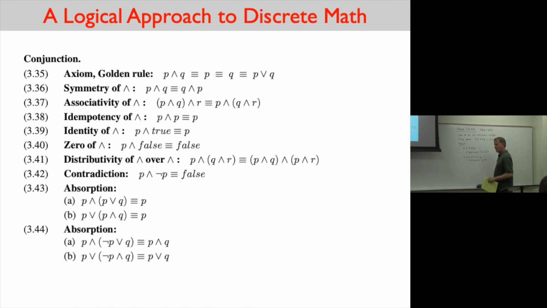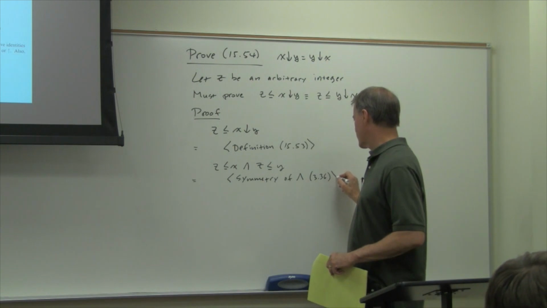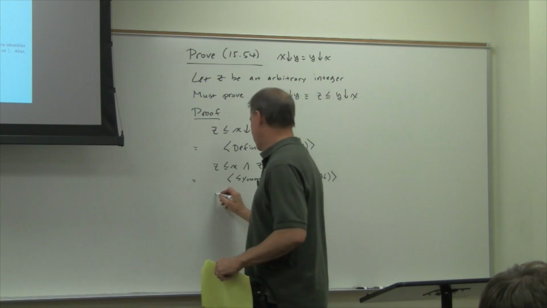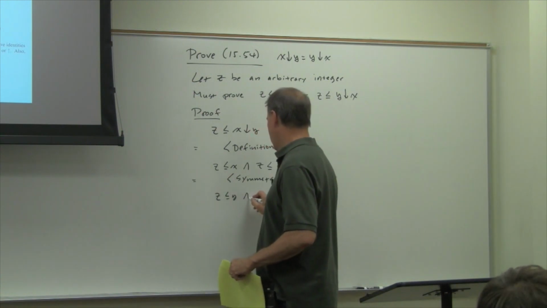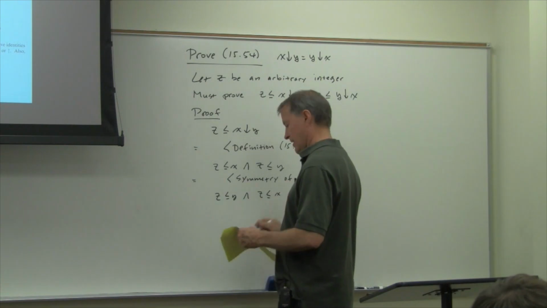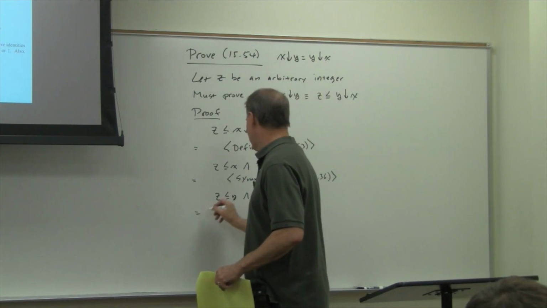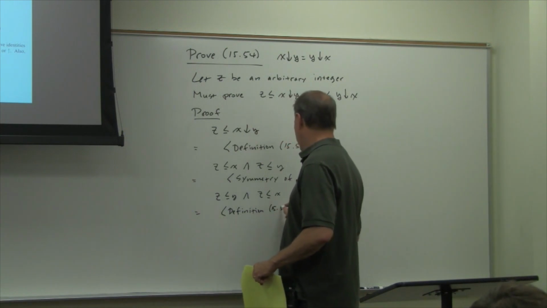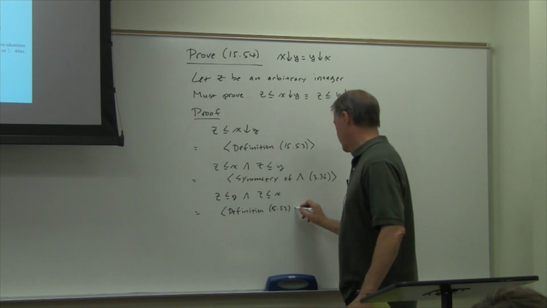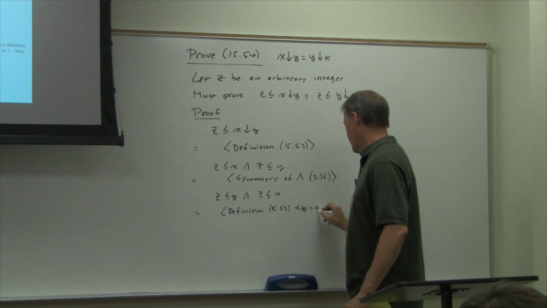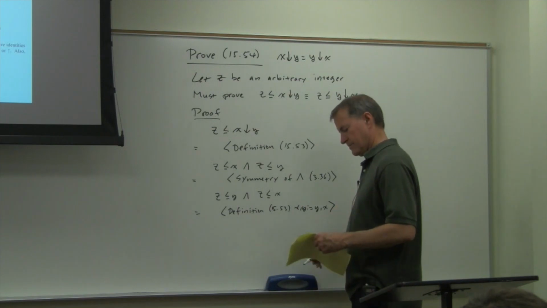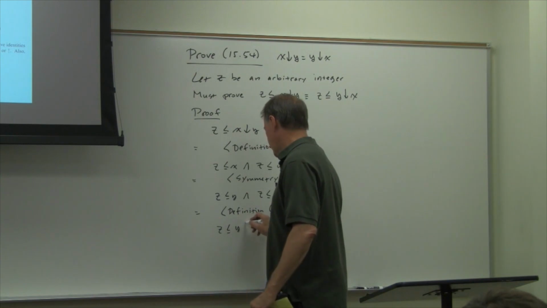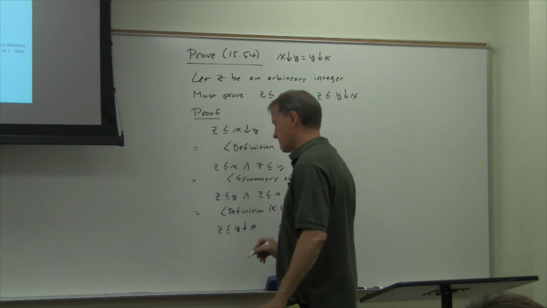Yeah, that's close, pretty good. And so what is it by symmetry of and? Z is less than or equal to y, and z is less than or equal to x. And then this equals, by definition 15.53 with x y replaced by y x, z is less than or equal to y min x, and we're done.